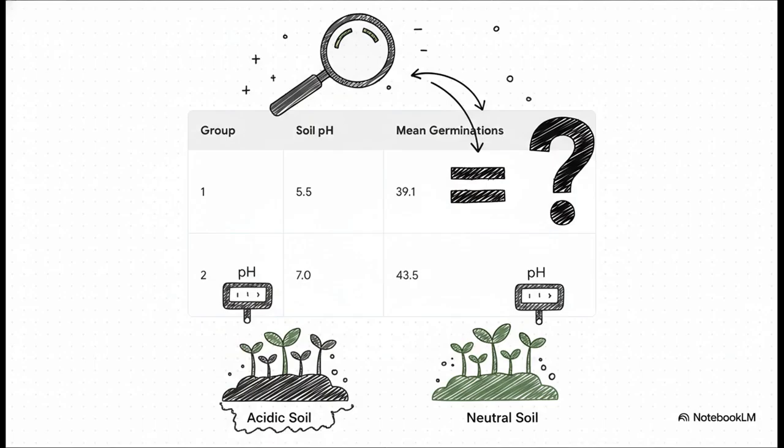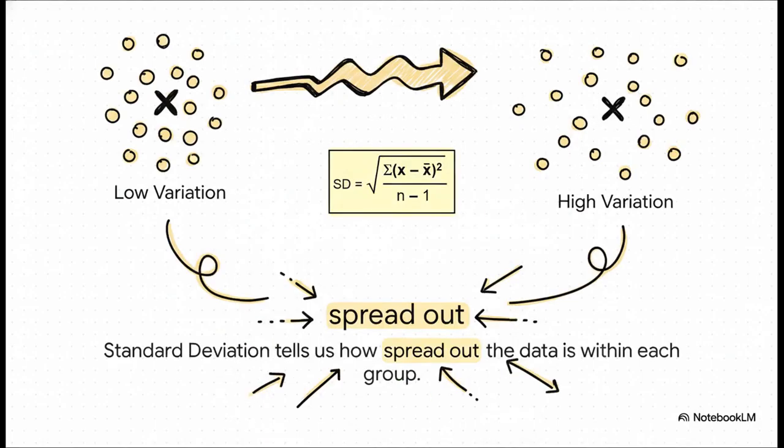But, and this is the crucial question, is that difference actually big enough to matter, or could it just be random chance? To answer that, we can't just look at the averages alone. We also need to know how spread out the data is within each group. This idea is called standard deviation. Think of it this way. If all your results are tightly clustered together, your average is pretty reliable. But if your numbers are all over the place, that average starts to mean a lot less.